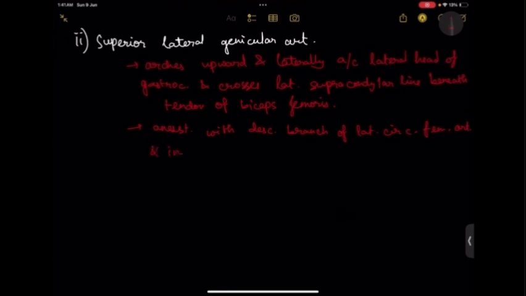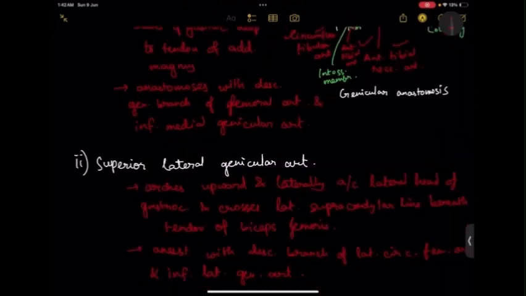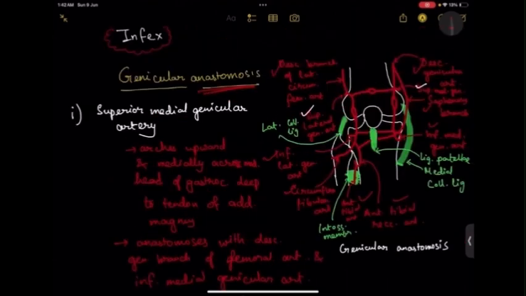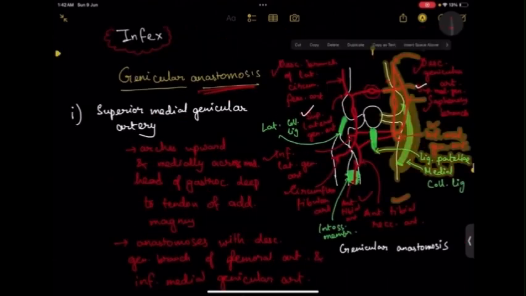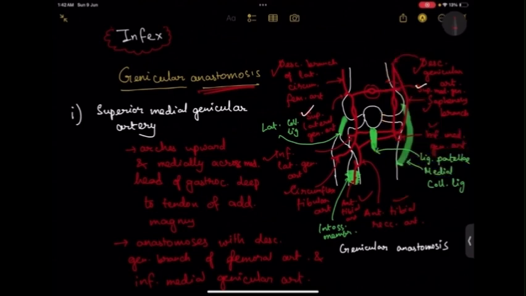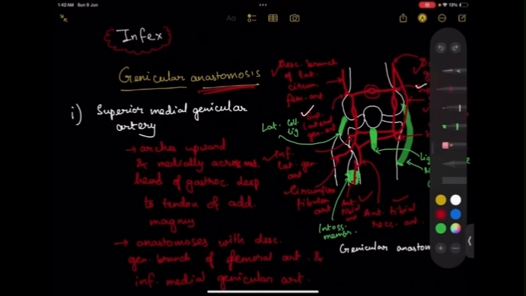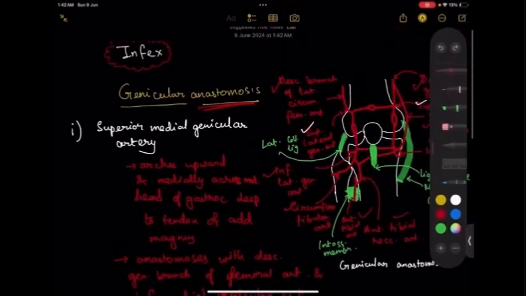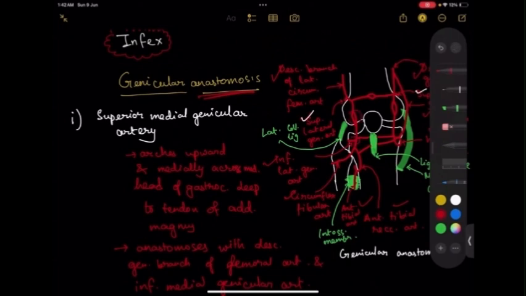Anastomosis with the inferior lateral genicular artery. See, anastomosis with the descending branch of the lateral circumflex femoral artery. That means it's talking about this anastomosis. So the anastomosis is repeated: it comes from here and gets anastomosis here, comes from here and gets anastomosis over here. Same case. Going back, it also anastomoses with the inferior lateral genicular artery. It's going to mark from here. So this is the anastomosis we're talking about.